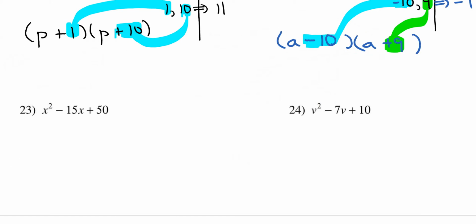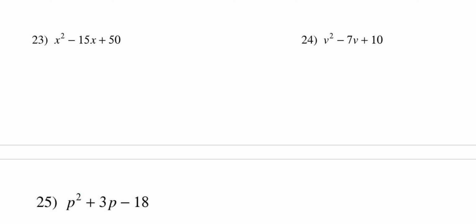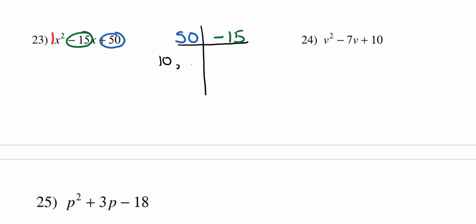Okay, moving on. We have 3 more questions on a leading coefficient of 1 here, and then we'll move on to some different kind of problems in a bit. All right, so let's set up the t-table once again. The two numbers that I'm looking at are the last number here, 50, and the middle number is negative 15. So we need two numbers that multiply to 50, and those two numbers need to add to negative 15. Well, two numbers that multiply to 50 are 10 and 5.